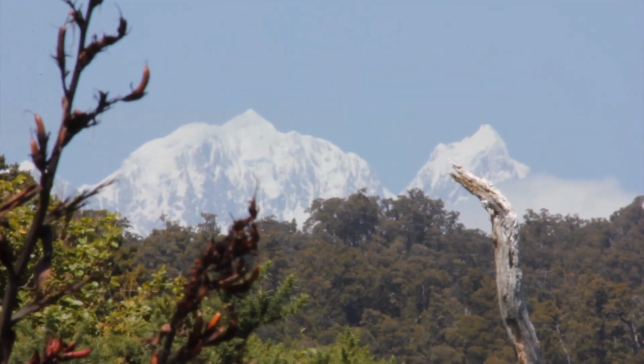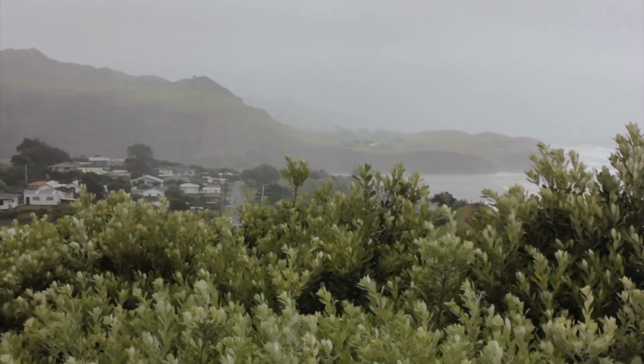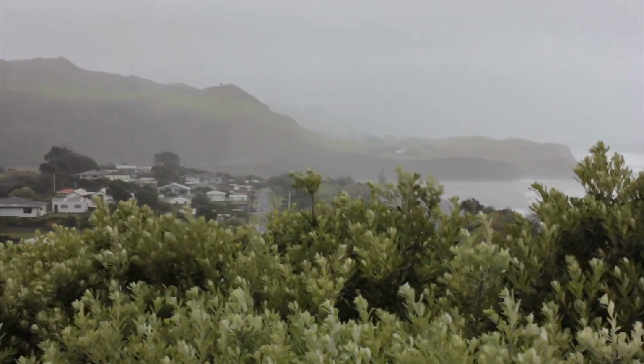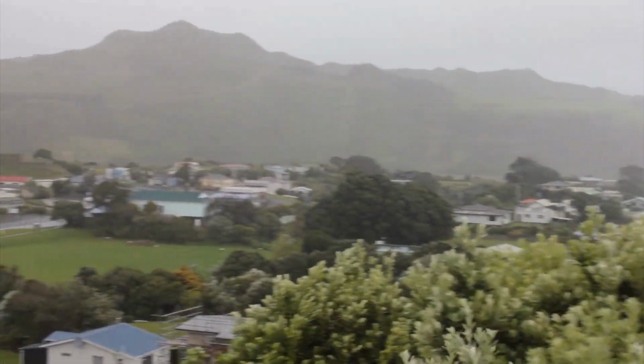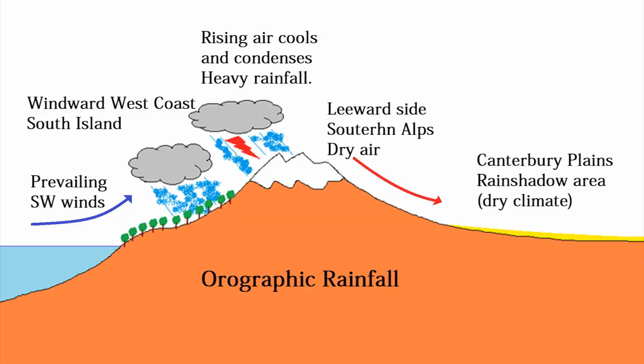Mountains can also influence climate in other ways. For example, they can produce what is known as orographic rainfall. This occurs when moist air is forced to rise over mountains. The windward side of the mountain will have a wet climate, while the sheltered leeward side usually has a drier climate. We call this the rain shadow area.